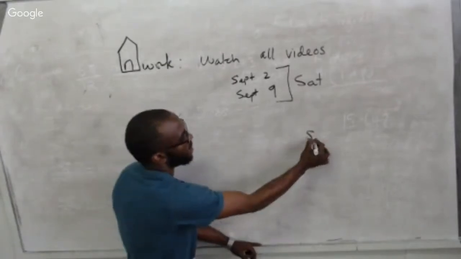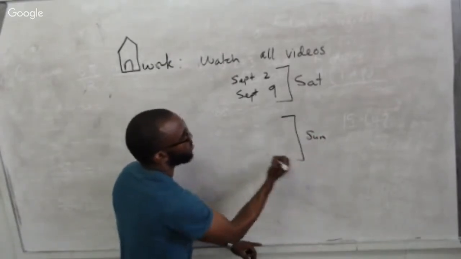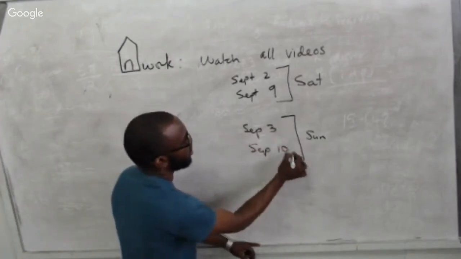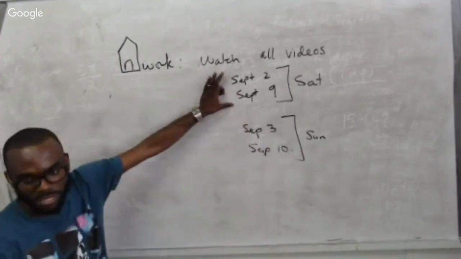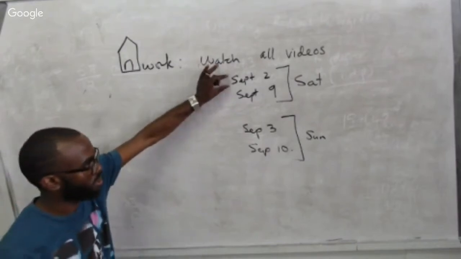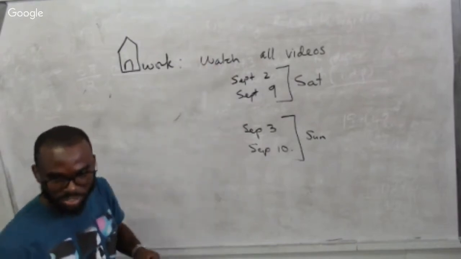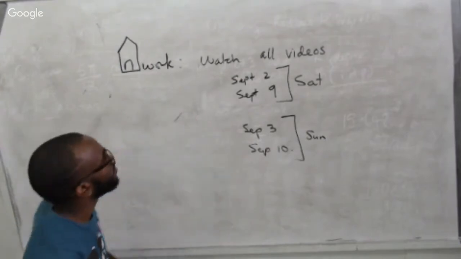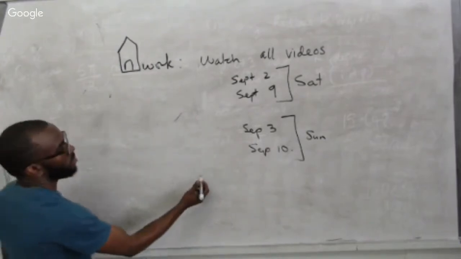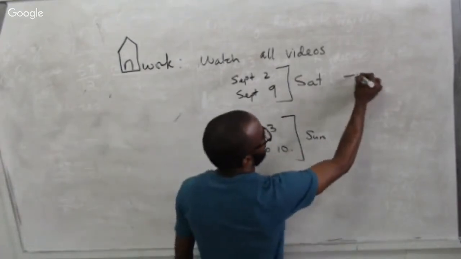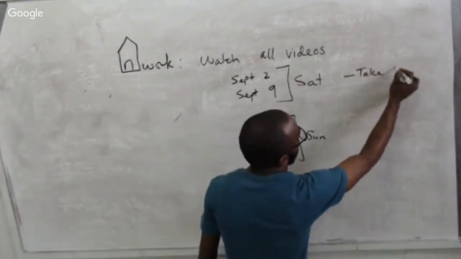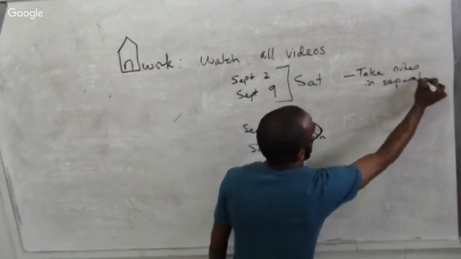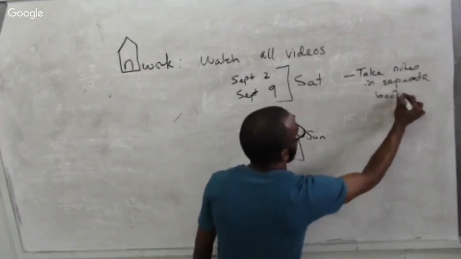And then for the Sunday classes, you will watch September 3rd and September 10th, right? Know that you have to watch them in that order, although they'll be posted 2nd, 3rd, because this one is completely unrelated to that one. Fair enough? And take notes in a separate book. Cannot stress it enough, right?